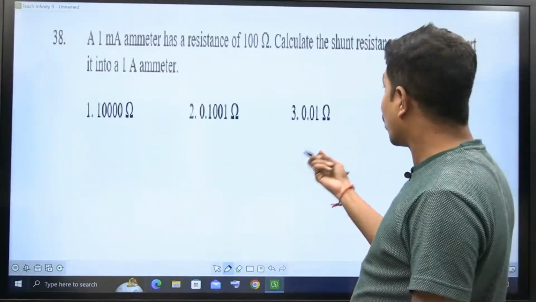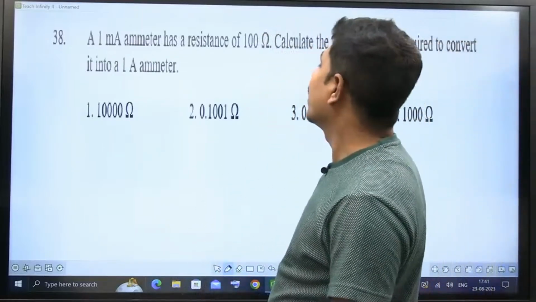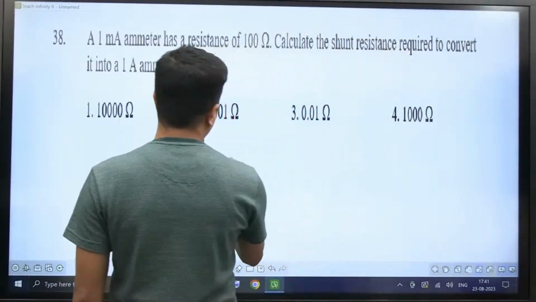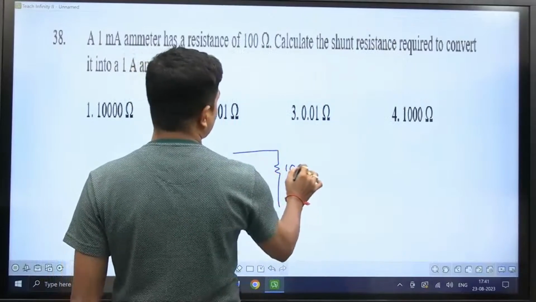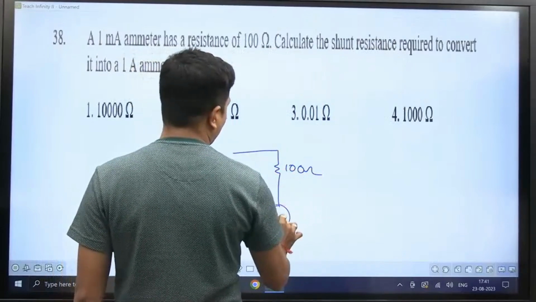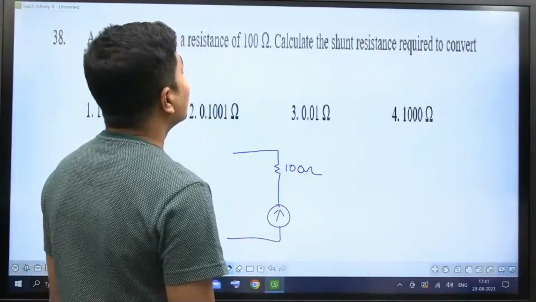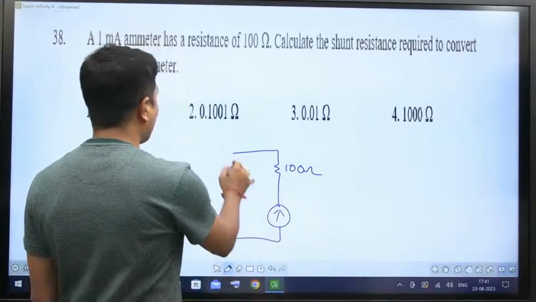Yeah, this is a good question. We will solve it within no time. He's saying that a 1 milliampere ammeter has a resistance of 100 ohms. There is an ammeter which is measuring 1 milliampere. Its resistance is 100 ohms. This is the meter, and the meter resistance is shown here. Calculate the shunt resistance required to convert this into a 1 ampere ammeter.